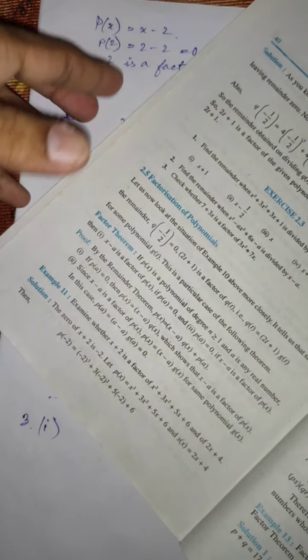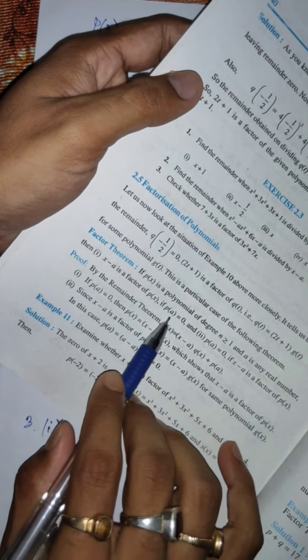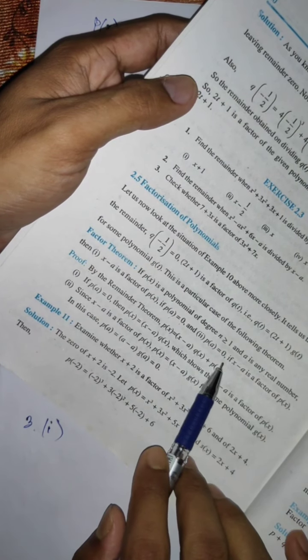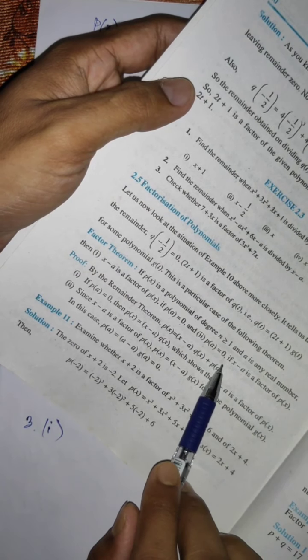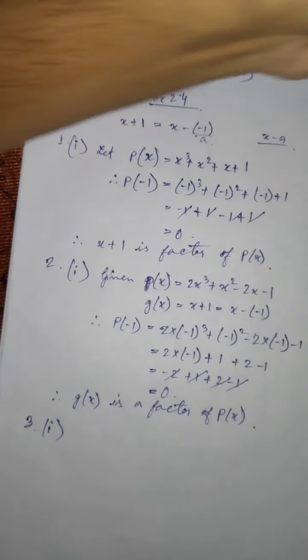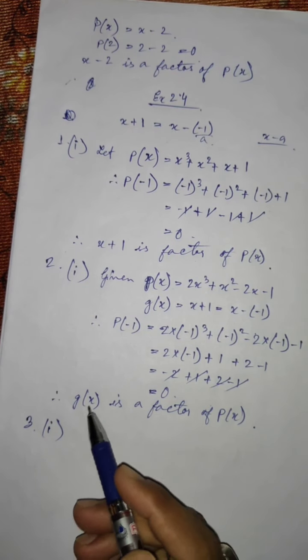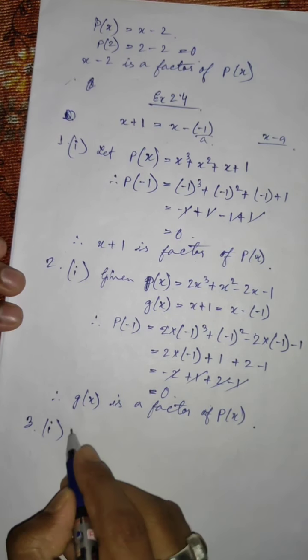See, x minus a is a factor of p(x) if p(a) equals 0. So you are given that x minus a is a factor of p(x), so p(a) must be equal to 0. This we can use.